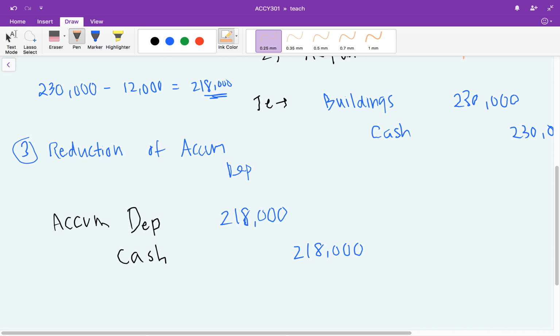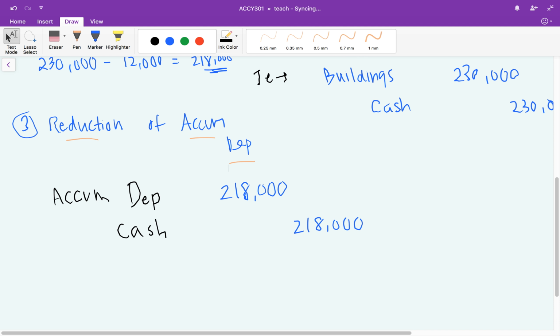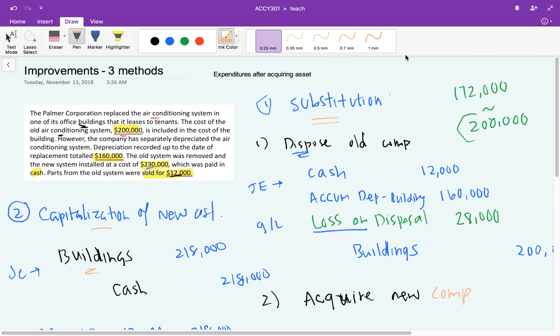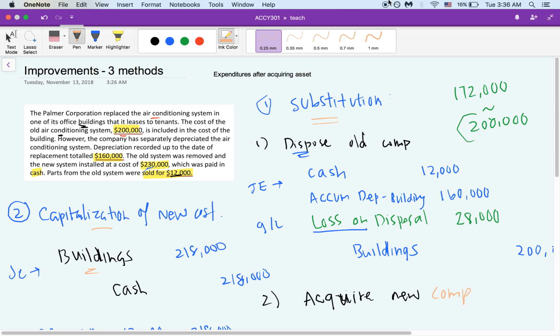And so our third method is reduction of accumulated depreciation. Through this method, our asset account is left unaltered, but its related accumulated depreciation is decreased. And we can actually label it under buildings. And the book value is the same as in our second method, the capitalization of cost method, but the cost and the accumulated depreciation amounts differ under both methods. And so that is our overview of the three methods of capitalizing improvement costs.